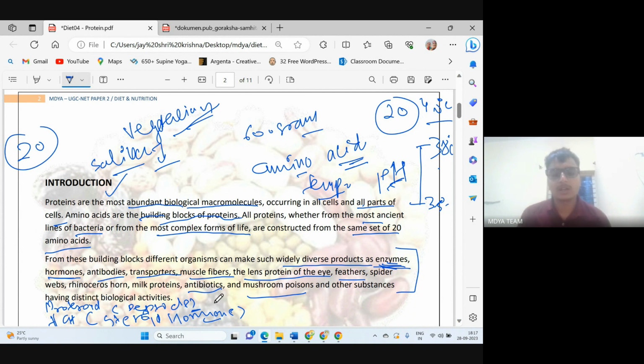So you can note down this homework. Please get it done by tomorrow. Make a list of all the hormones and categorize those hormones into peptide hormones and steroid hormones. It is very much important.